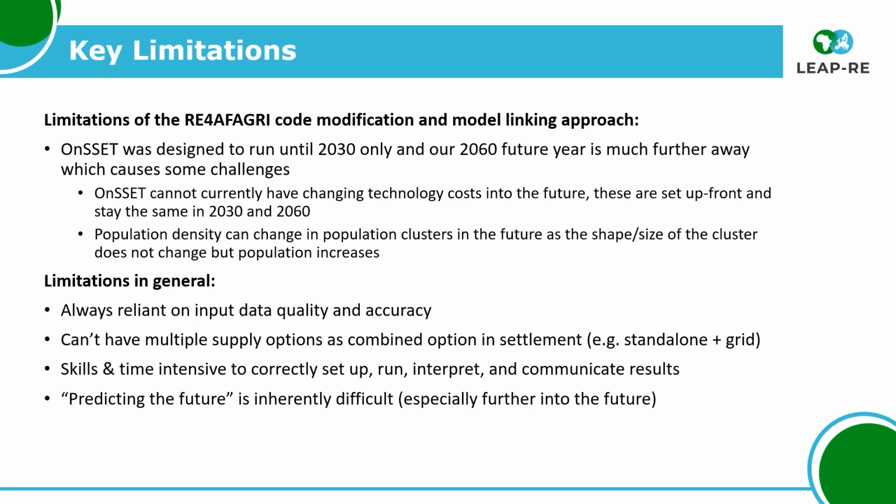Other general limitations for any kind of modeling like this is that your outputs are always completely reliant on your input data quality and accuracy. Some validation attempts of this we will show you later. It's also in OnSSET not possible to have multiple supply options combined in one settlement. For example, having standalone systems as well as the grid, or mini grids as well as standalone systems. These can change from year to year, but can't have combinations in a single year.